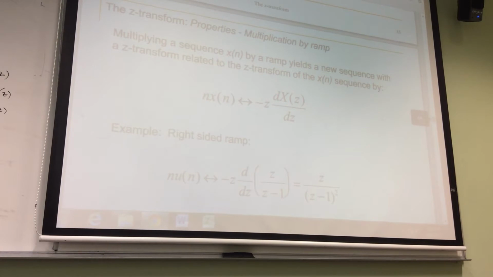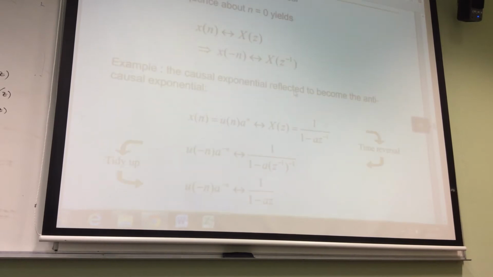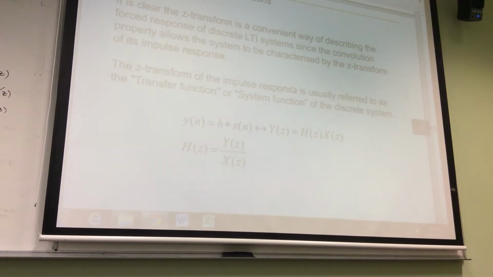Multiplication by the ramp function, we don't need this. Scaling: if you scale by a to the power n, it becomes X of a to the minus 1 times z. Here is a little bit different, but we do not use this one much. Time reversal is a symmetry property. So if you reverse the n, z will become z to the minus 1. Minus n becomes z to the minus 1.